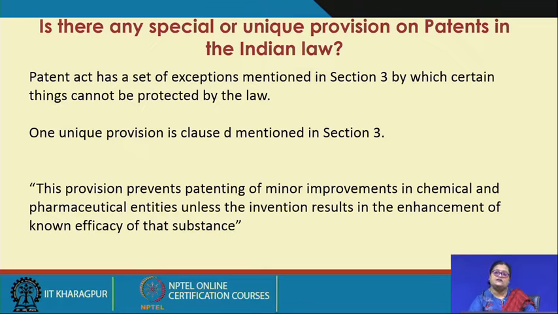So, this is a very important step so that research can progress. If we are going to patent each and every step, like the improvements, and more so in the case of chemical and pharmaceutical entities, and you are not going to share this information with others because you will say it is intellectual property, then knowledge sharing cannot happen. We cannot progress, and others cannot start their research or experimentation on how to improve on that. So, to safeguard that, this is a very, very important provision, which prevents patenting of minor improvements in chemical and pharmaceutical entities unless the invention results in the enhancement of known efficacy of that substance.